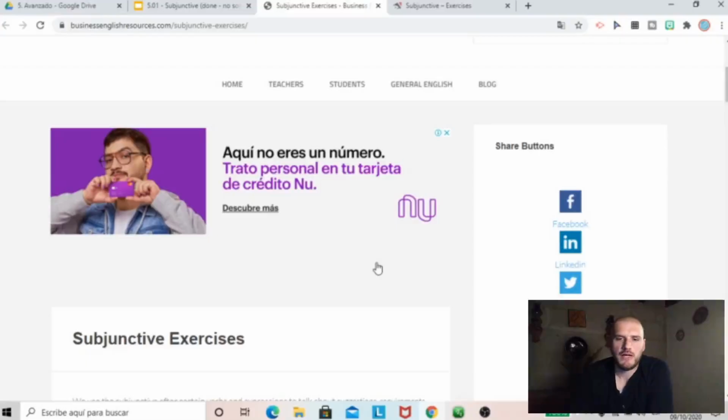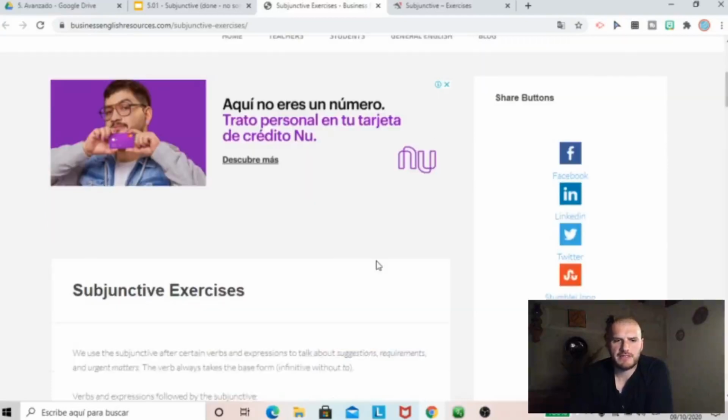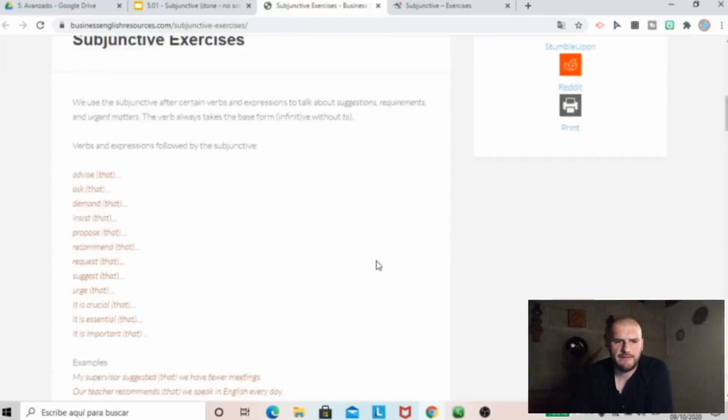Before you go to point number 2, remember that the end of the activity from point number 1 has some subjunctives in different tenses, so you might want to check that out. But now, go to point number 2 in the description to open the activity. Okay, so this is the activity page, but you have to scroll all the way down to the part where it says subjunctive exercises, okay?